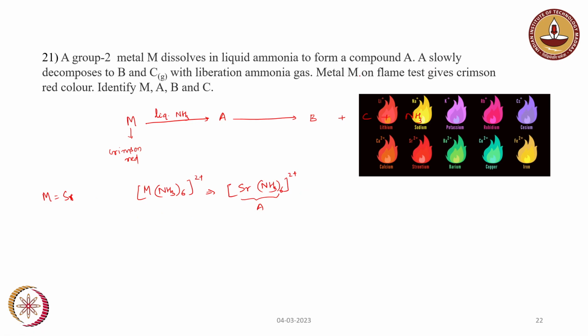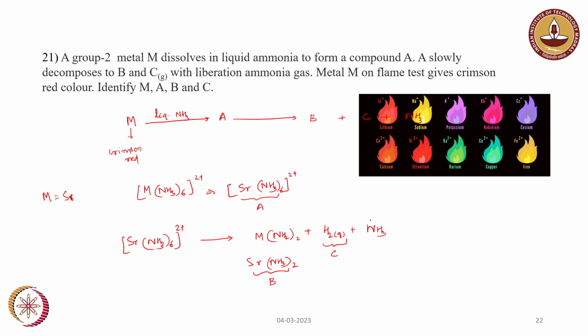And we are given A slowly decomposes to B. So during decomposition, it forms metal amide, that is M(NH2)2 plus H2 gas plus ammonia. So we are given C is a gas, so H2 is the gas here. So this is the C, and strontium amide will be the B in the question.